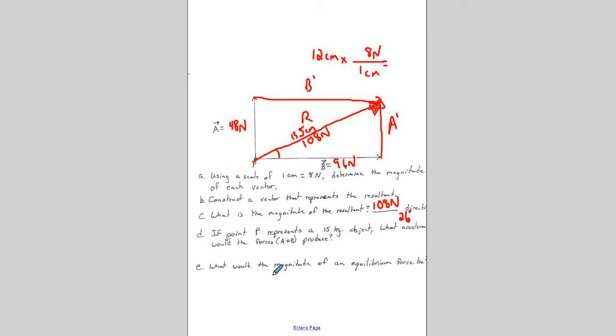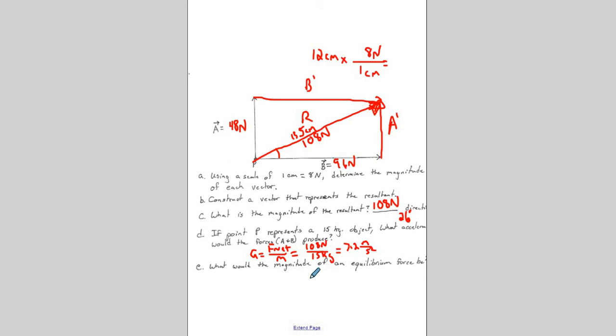So if point P represents a 15 kilogram object, what acceleration would the forces A plus B produce? Well, that of course is Newton's second law: a equals F net over m, and my F net is the value of my resultant. So that is my 108 newtons divided by my 15 kilograms. And if you divide those two out, I got a value of 7.2 meters per second squared.